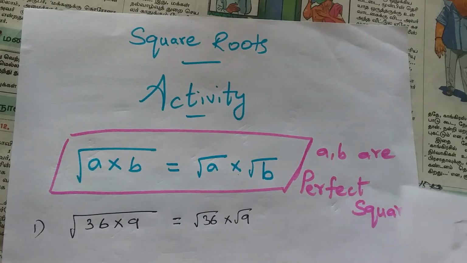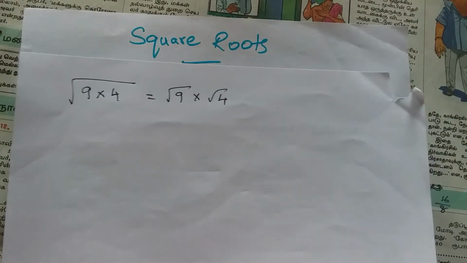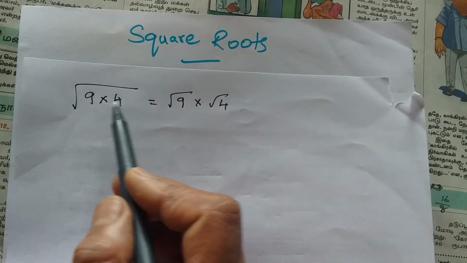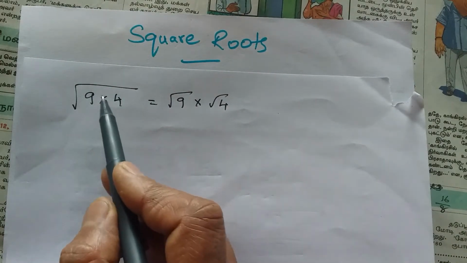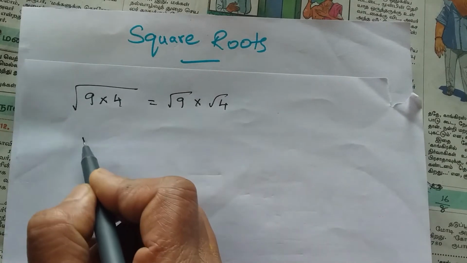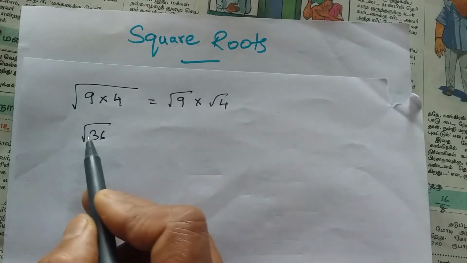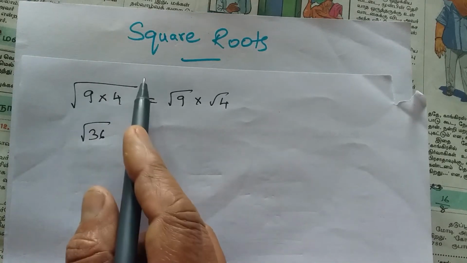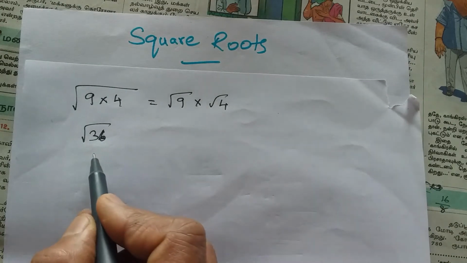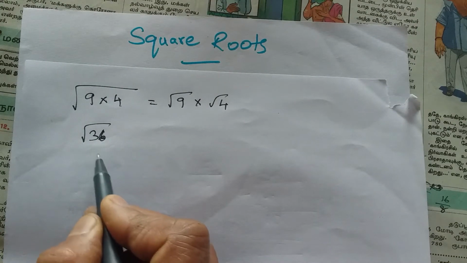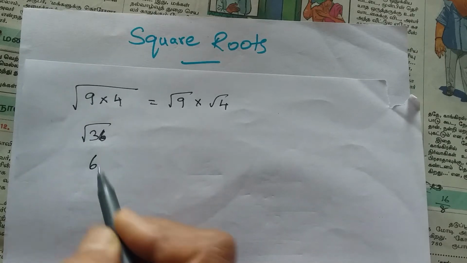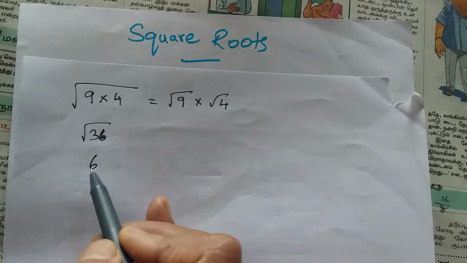Now let us check whether this property is true. Let us take two small numbers so that it is easy for calculation. So I have taken root of 9 into 4. What is one way of doing it? The left hand side, we have to multiply first. 9 fours are 36. I only multiplied, we have not found the square root. And what is square root of 36? A number multiplied by itself should give you 36. What is that number? 6. 6 sixes are 36. So square root of 36 is 6.